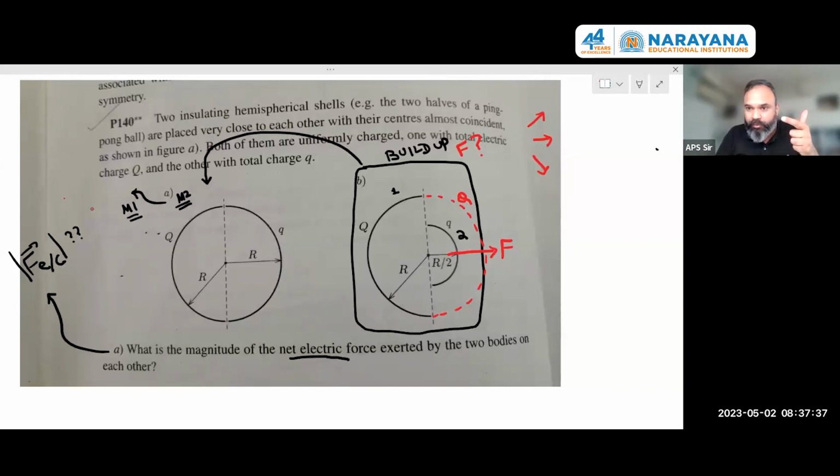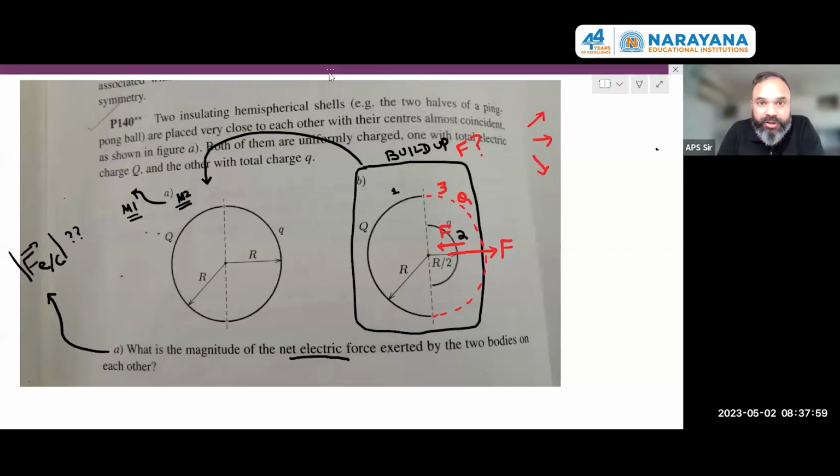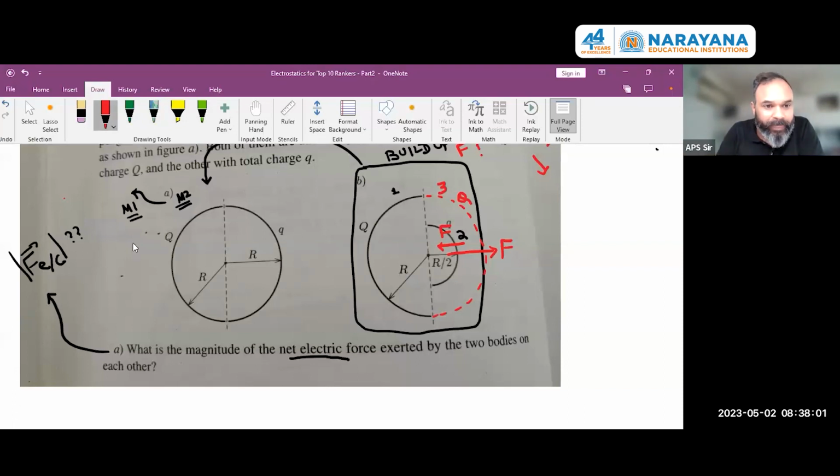Now, by the principle of superposition, if this one is applying a force F rightwards, the other will apply the same force F leftwards on this hemisphere, because the total force by 1 and 3 on 2 is 0. So 1 applies F, and this also applies F. F is still unknown. Now what? Now I will make more constructions. Now I'll say, fine.